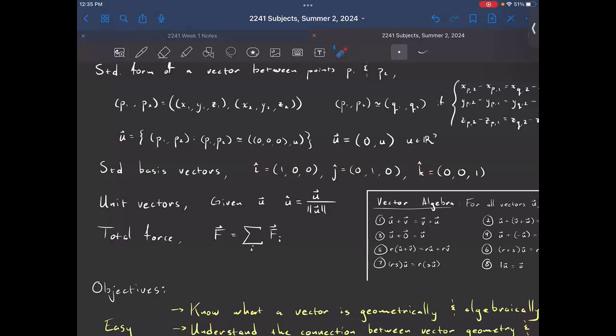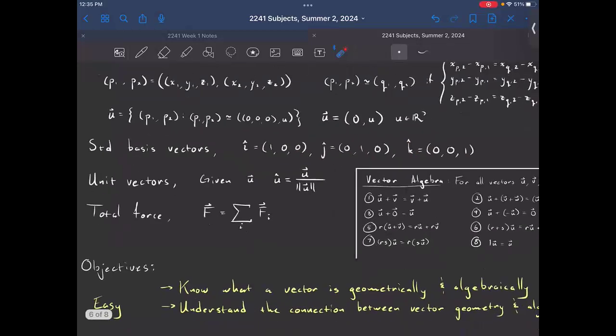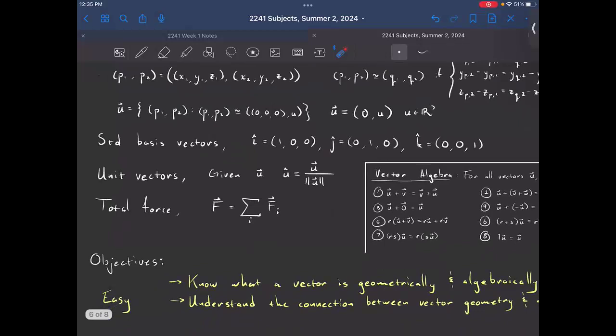And we can write any vector in R3 as a sum of these. Technically, it's called a linear combination, and we'll see what that means in a minute. Unit vectors are vectors with magnitude 1.